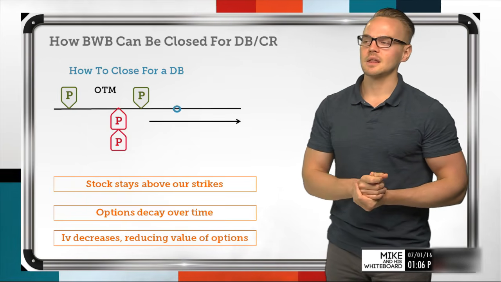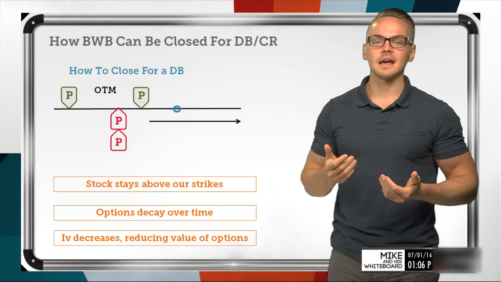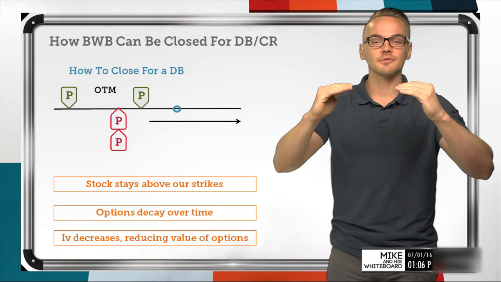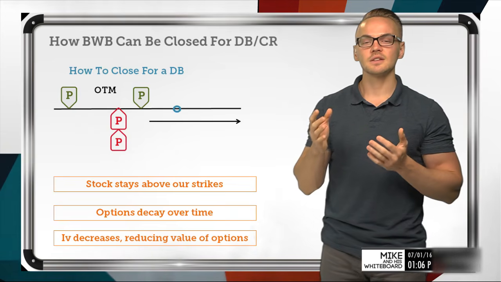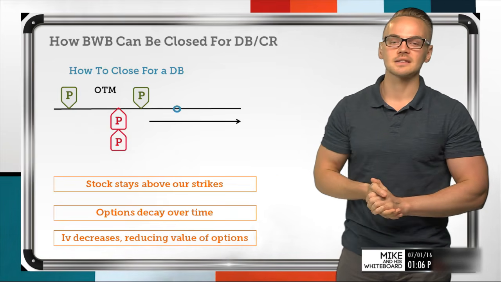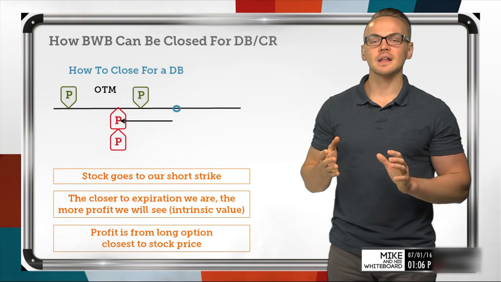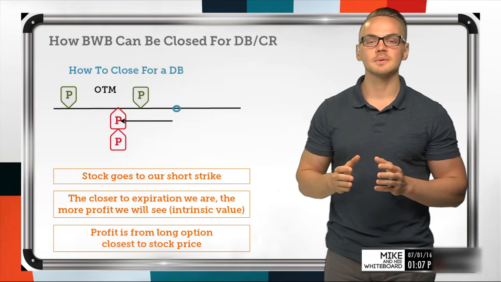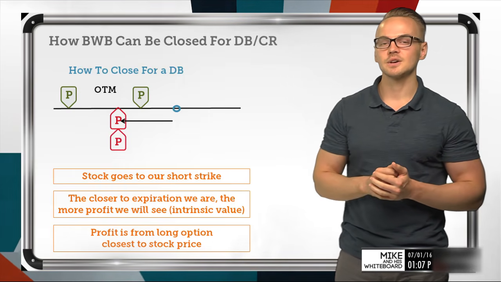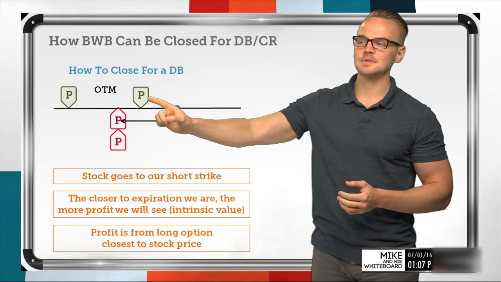But there is another way that we can close this trade, and that is for an actual credit. So even though we sold it for a credit, we can actually close out of this trade for a credit as well. It's a little weird, but we're going to walk through it on the next slide. So what we need to realize is with this strategy, we do have a long option that's going to be profitable if the stock price goes down. And that's this option right here.